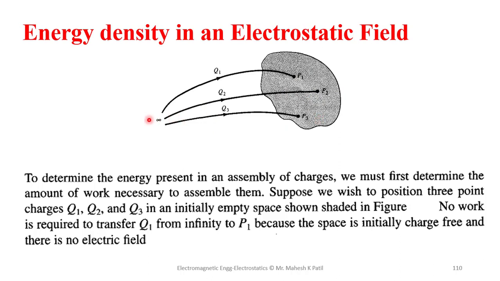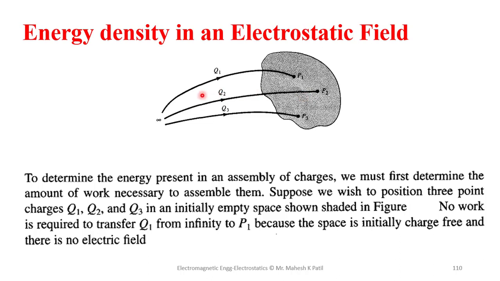Now for simplification, we are going to consider 3 point charges. Suppose we want to move the 3 point charges, that is Q1, Q2 and Q3, which are initially present in empty space. Let that position be infinity. Now we wish to move all these point charges to a finite known space. While transferring all these charges from the infinite position to this position, there must be some work done. So we have to calculate that work done for the movement of each and every charge.